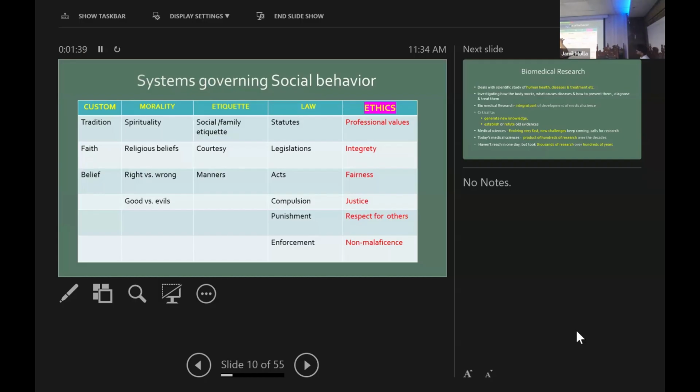So please have a look that it is not only ethics, like other things, like say customs, morality, etiquette, and law. Ethics is also something that helps us to behave in a particular desired manner. So it is nothing but some principles that help us to take right decisions and avoid wrong decisions. That is the main purpose of bioethics, so ethics.